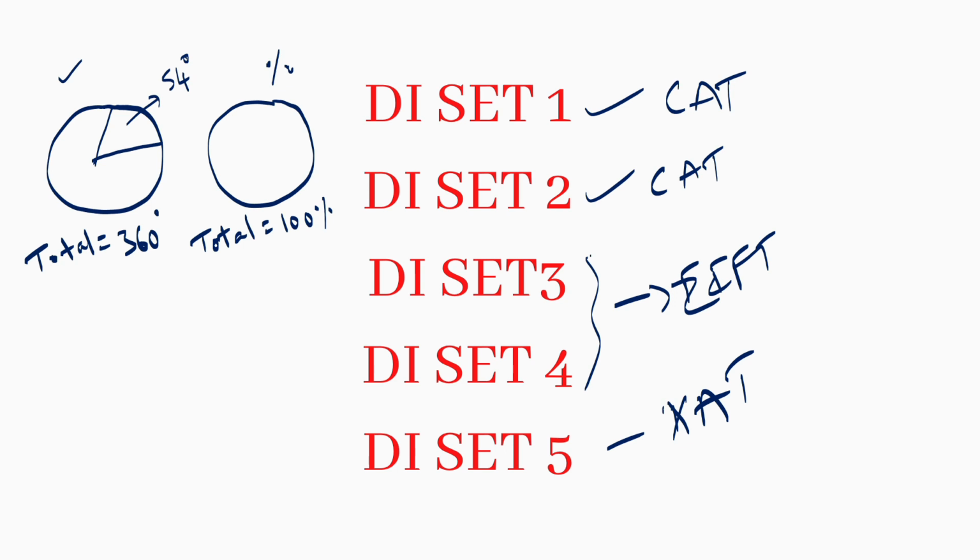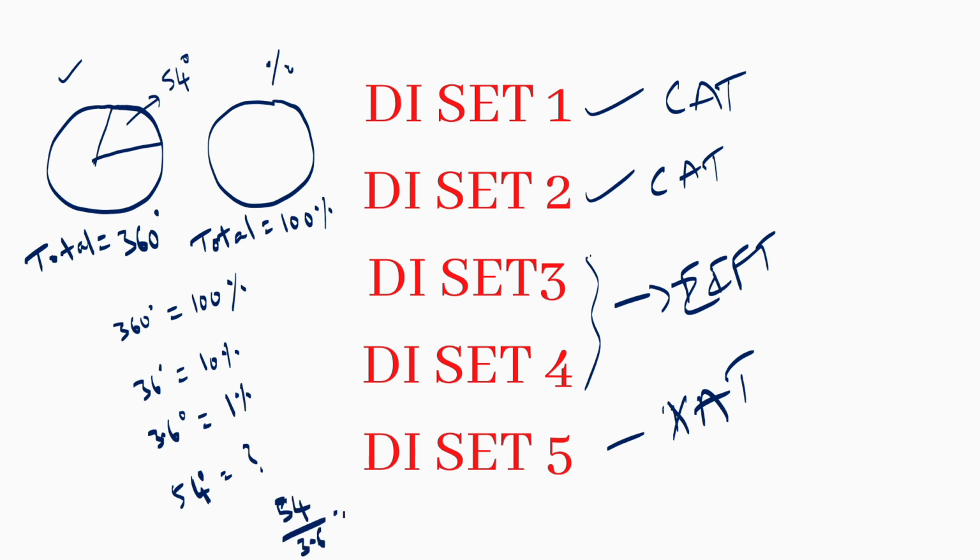So how can you change that? While solving the DI problems, you may be asked to change a sector, that is a degree, into a percentage. Let's say let's find out the value of 54 degrees. How can 54 degrees be expressed in percentages? See here, 360 degrees is equal to 100%, right? So 36 degrees is equal to 10%, which means 3.6 degrees is equal to 1%. So what is 54 degrees? 54 degrees is equal to 54 by 3.6, which is equal to 15%. Right? So in this way you can change degrees into percentage and percentage into degrees.